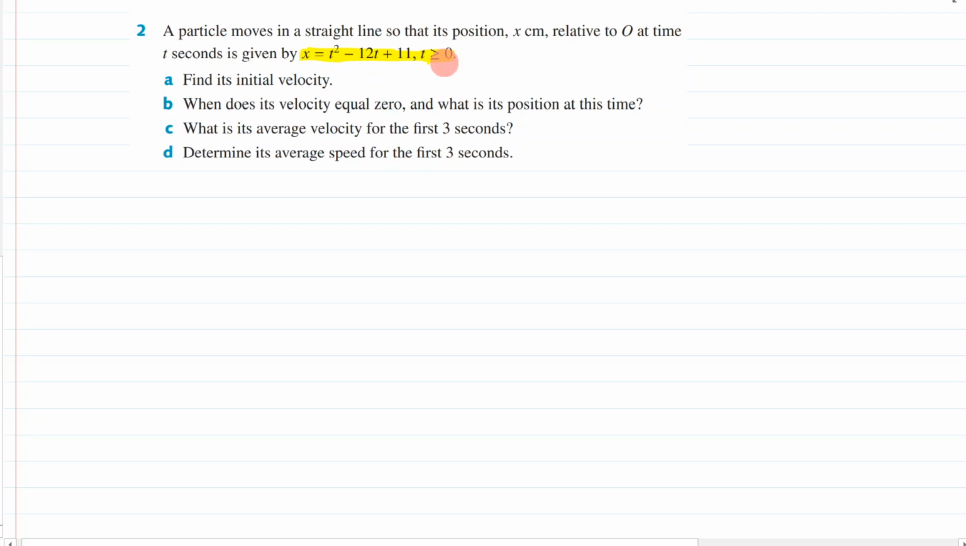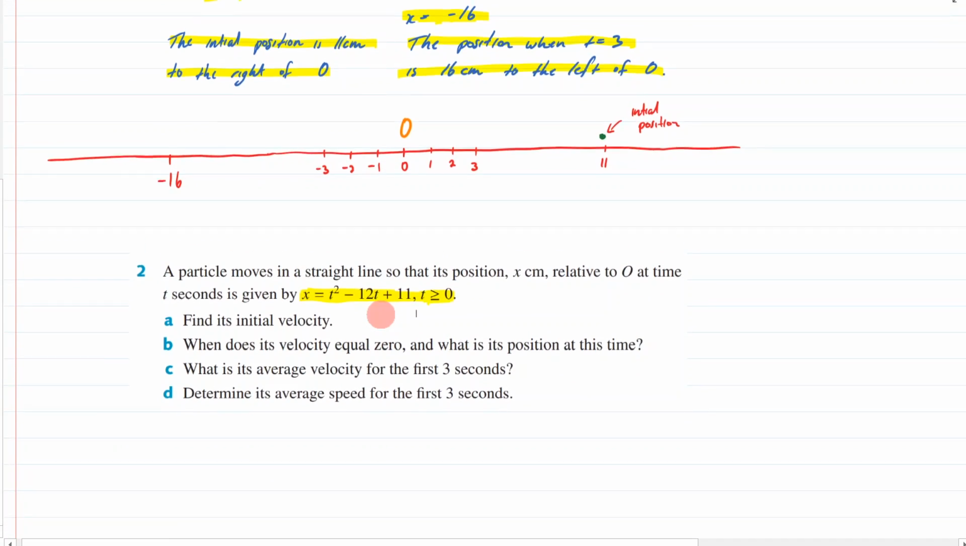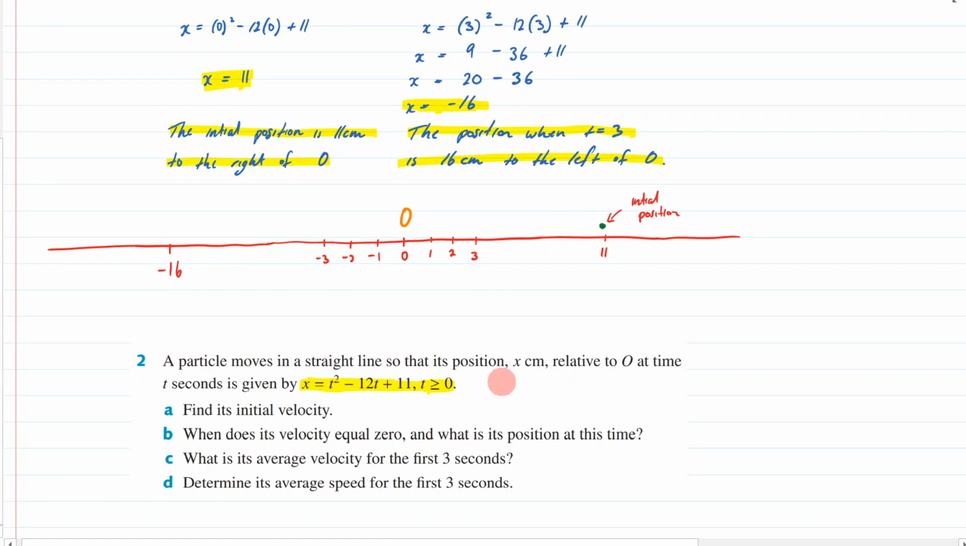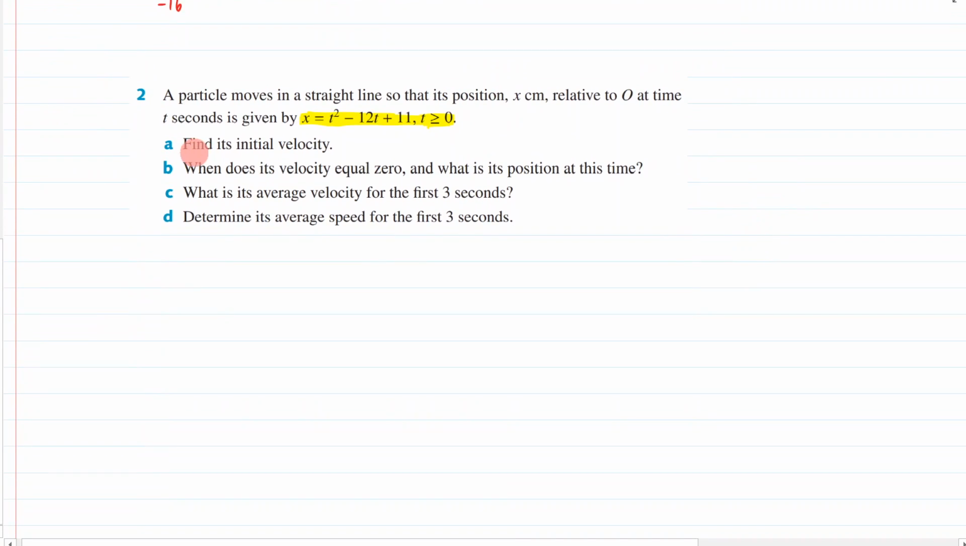The first thing I would want to take note of is that this is the same position equation I was given from part 1. As you can see, it's the same. So all of this information is going to be relevant to us, and of particular relevance is this little sketch that we drew. I'm going to be referring to this throughout this video. So let's now see if we can answer part A, which says find its initial velocity.